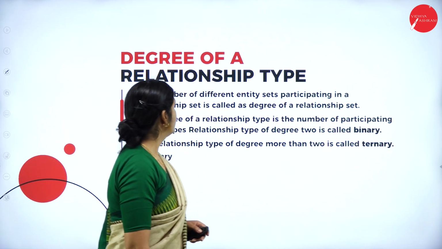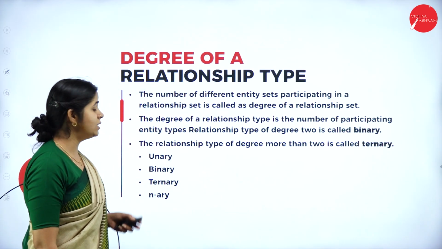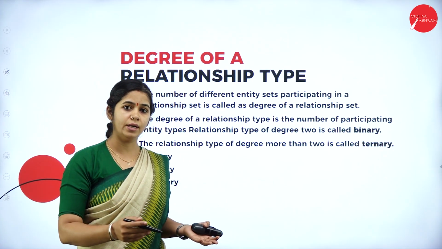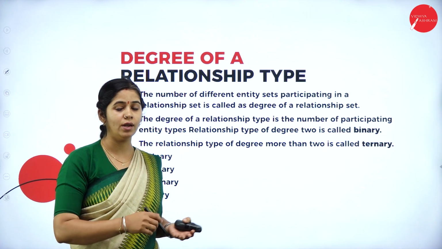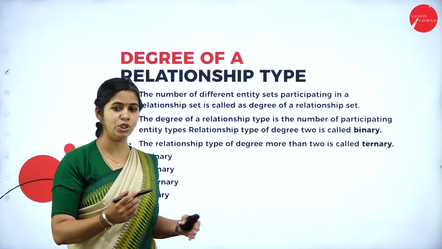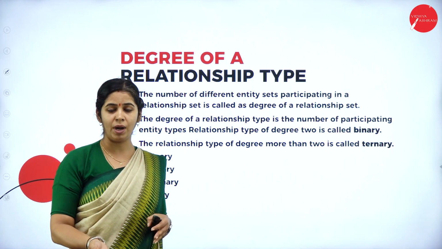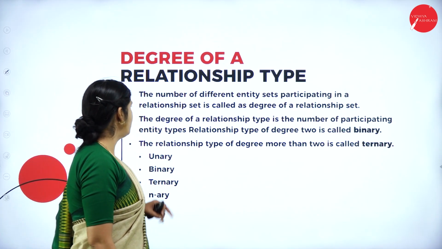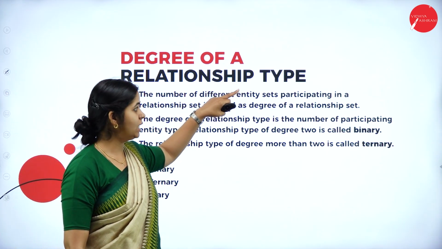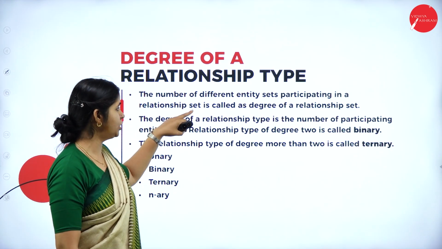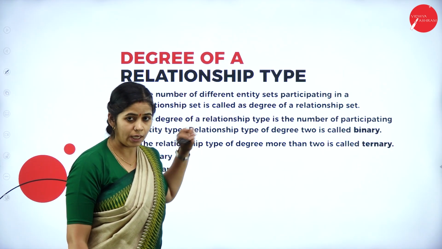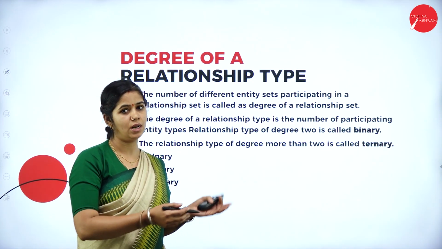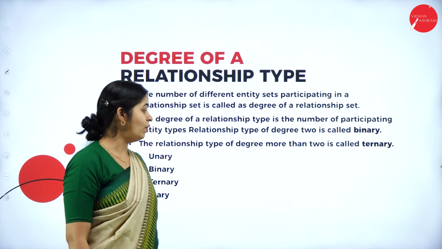Degree of a relationship type. What is the degree of the relationship type? How these entities are connected, to what degree they are connected, whether all are participating in the relationship or only some of them. That is called the degree of relationship type. The number of different entity sets participating in the relationship set is called the degree of relation. How many entities are participating in that particular relation is called the degree of relation.